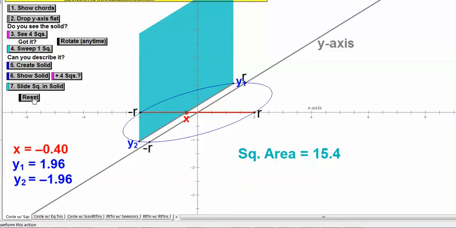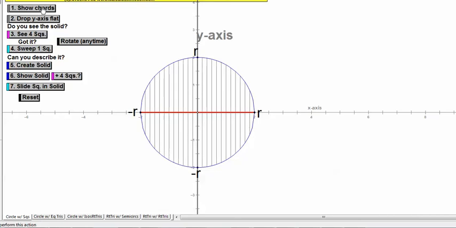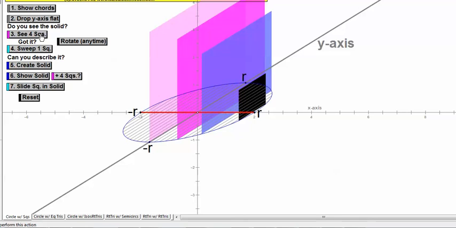Let's go and reset this. What I've got here is a circle. All right? We can show a lot of chords. Remember, chords join points on the circle. All those chords are perpendicular to the x-axis. I'm going to drop my y-axis flatter to give a three-dimensional look, and I'm going to create 4 of my cross sections. Can you see there are 4 squares whose bases are perpendicular to the x-axis? And those are my cross sections.